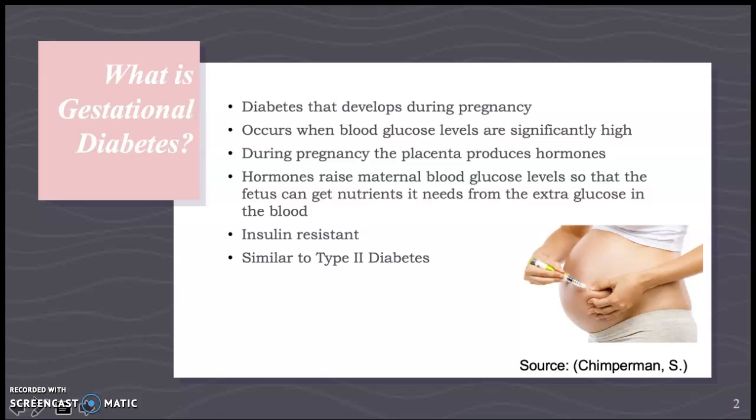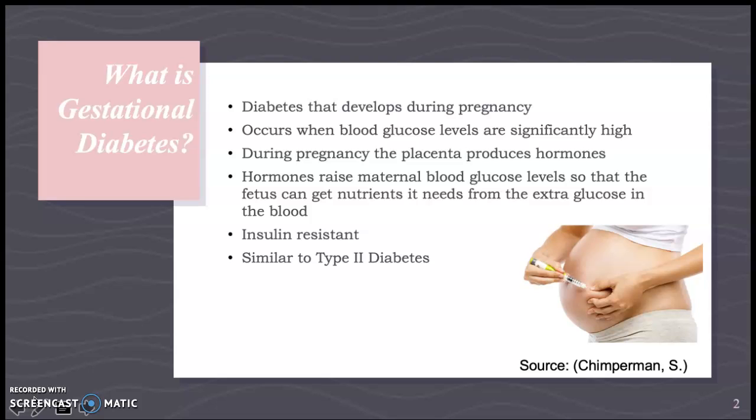And during pregnancy, the placenta produces hormones. So women who have gestational diabetes usually have normal or elevated levels of blood insulin, but the hormones produced by the placenta counteract that insulin, so the blood sugar becomes elevated. The hormones that the placenta produces raise maternal blood glucose levels so that the fetus can get the nutrients it needs from extra glucose in the blood.